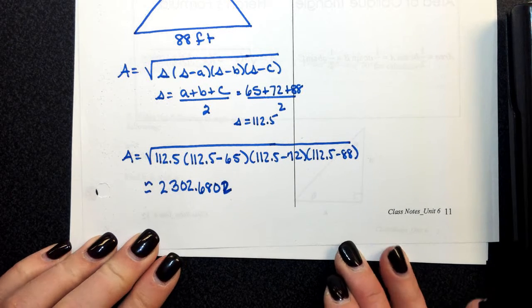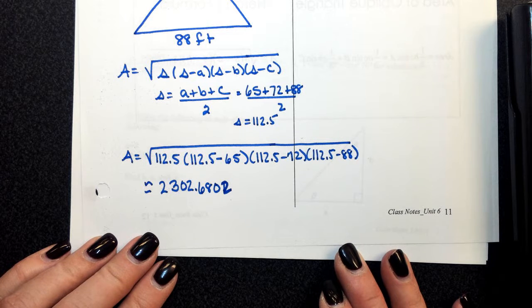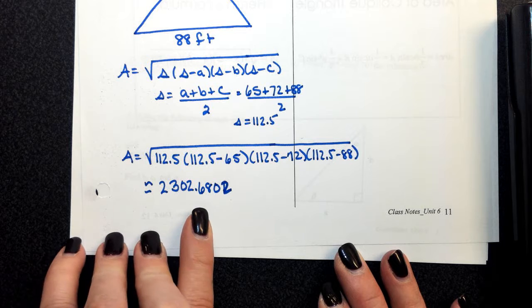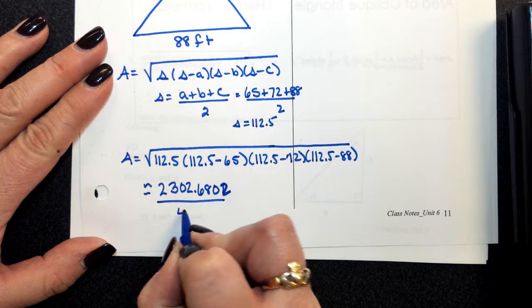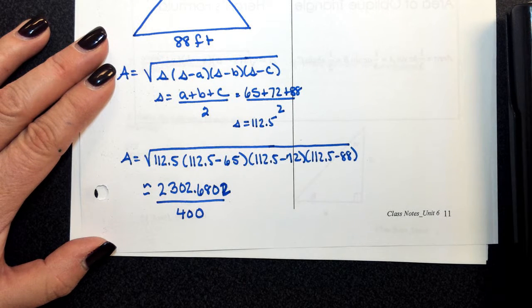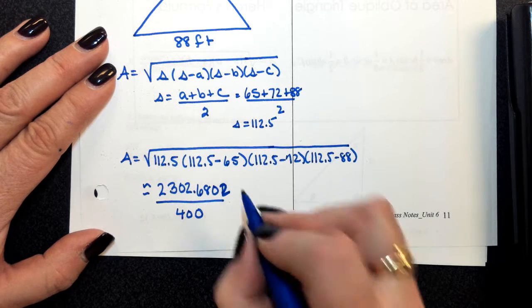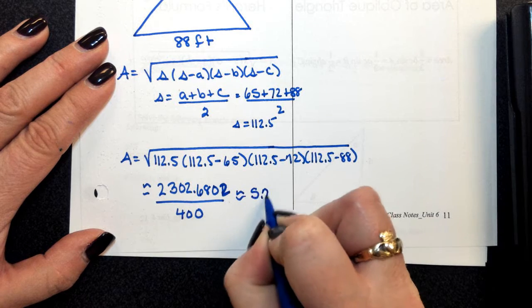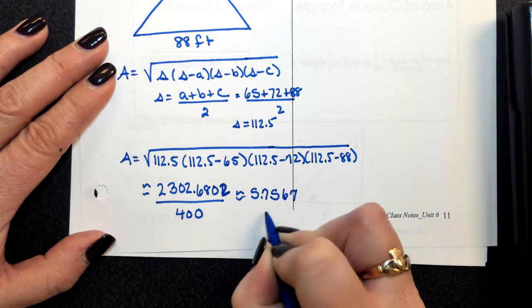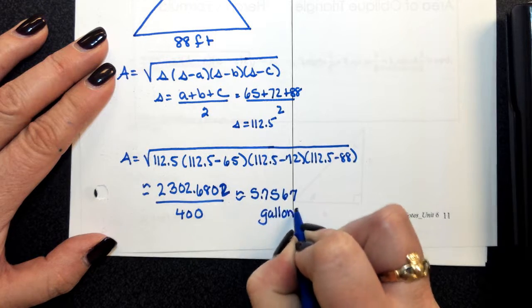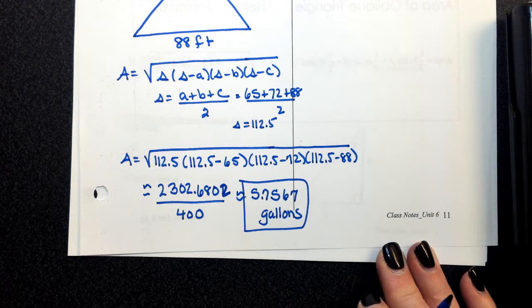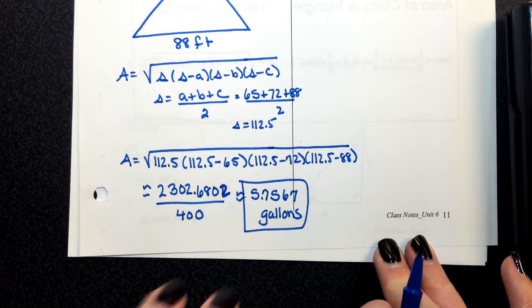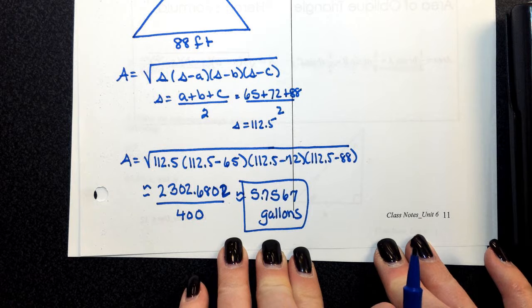Is that my answer? No, because the question, remember, is asking you how many gallons. So a gallon is going to cover 400 square feet. So what do I have to do to this answer to figure out how many gallons of paint I need? Divide by 400. So I end up with about 5.7567 gallons. So any questions on number 7?